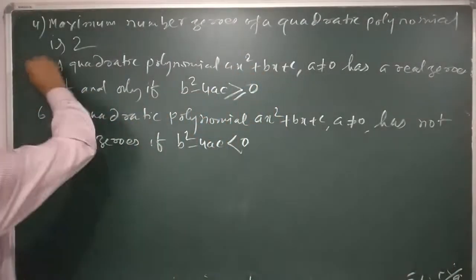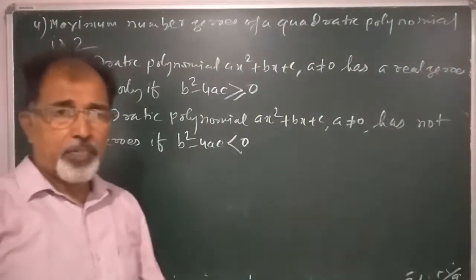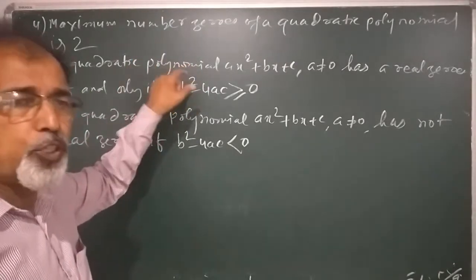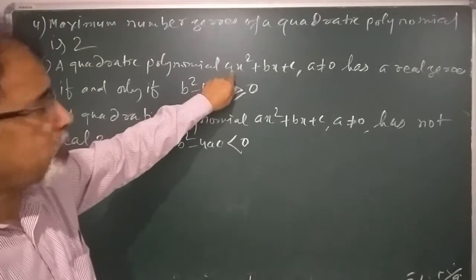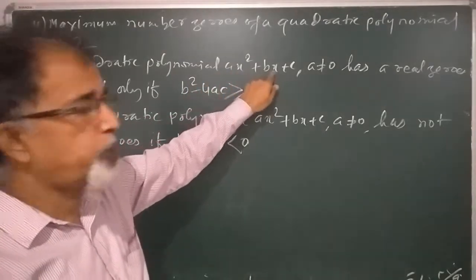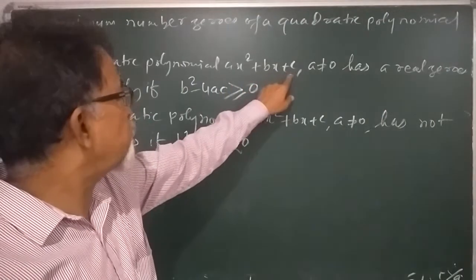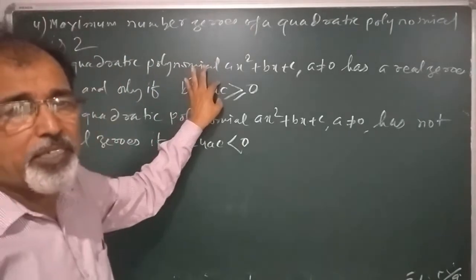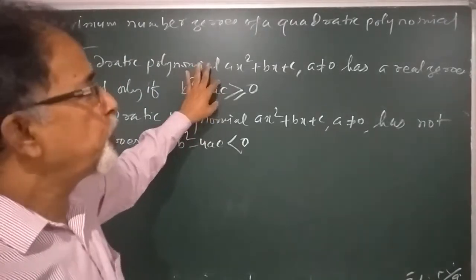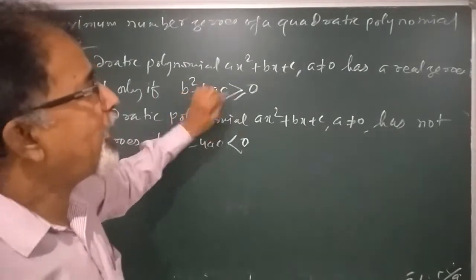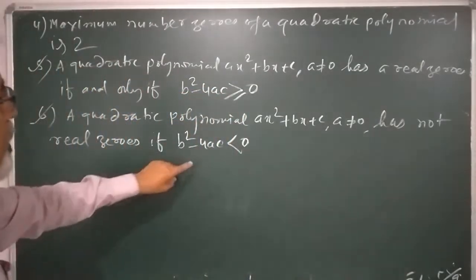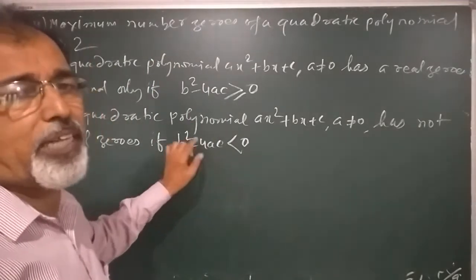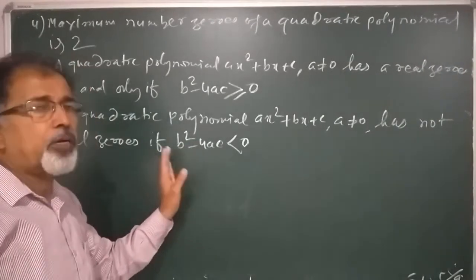From these two concepts, you can confirm whether the given quadratic polynomial has a 0 or not. You will take the coefficient of x square as a, the coefficient of x as b, and this is the constant term c. You will put the values of a, b and c here. If your result is greater than or equal to 0, it means that the polynomial has a real 0. Otherwise, if you are getting b square minus 4ac less than 0, it means that the quadratic polynomial has no 0.